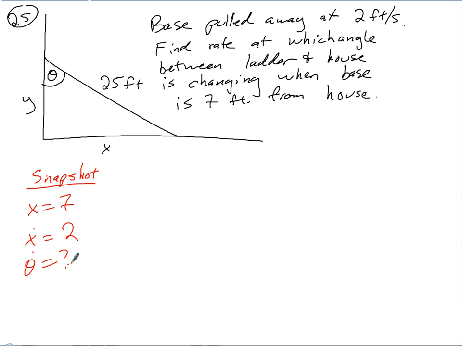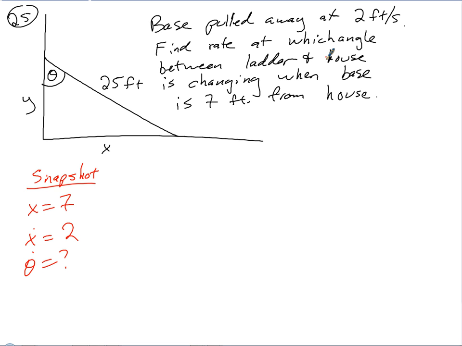We want to find the rate at which the angle between the ladder and the house is changing, right? So that's a rate. So there are our snapshot values. Now we've got to ignore the dots and come up with a parent equation, a static relationship. So what's going to be the relationship here between theta and x?